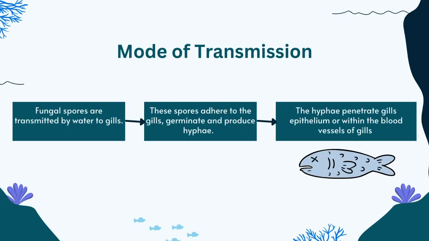So, what is the mode of transmission of this disease? It is actually from water. Firstly, the fungal spores from water will be transmitted to the gills, and then the spores will adhere to the gills, germinate, and produce hyphae. Then the hyphae will penetrate the gill's epithelium or the blood vessels of the gills. After the incubation period, the fish will start to show clinical signs.